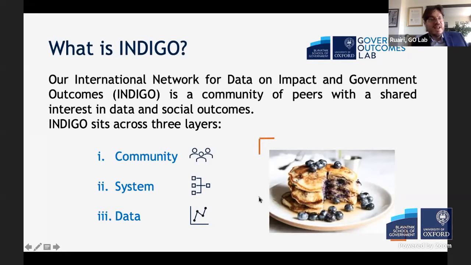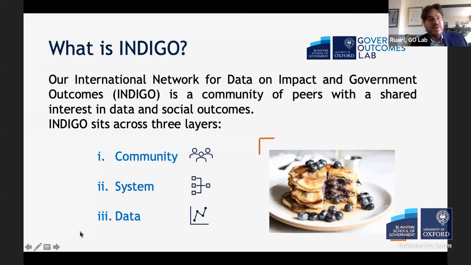So we think of INDIGO as having 3 layers. I like pancakes, blueberry pancakes specifically. So I think of it as 3 different pancakes. And we've got community, system, and data. And I'll talk about those in reverse order actually here. I have put up a video that describes this in more detail on our website, and there is an introduction to INDIGO webpage, and that's available online now.